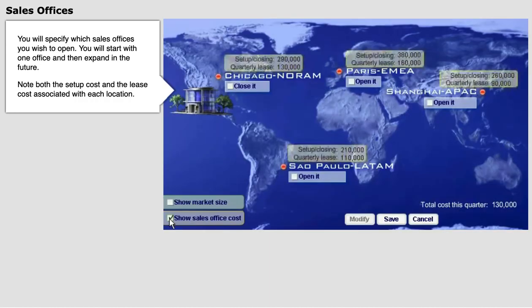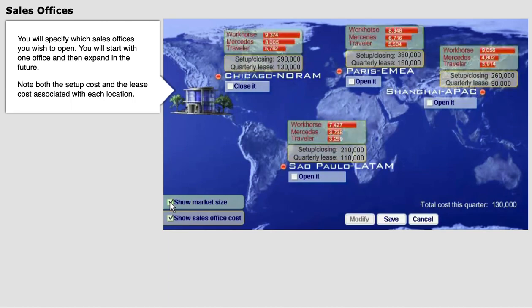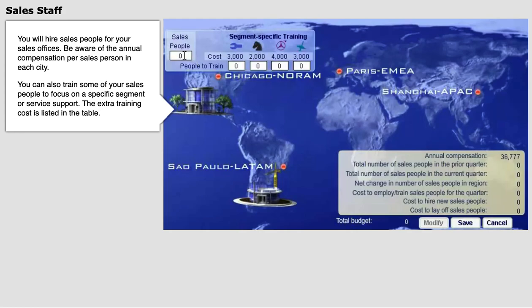You will specify which sales offices you wish to open. You will start with one office and then expand in the future. Note both the setup cost and the lease cost associated with each location. You will hire salespeople for your sales offices. Be aware of the annual compensation per salesperson in each city. You can also train some of your salespeople to focus on a specific segment or service support. The extra training cost is listed in the table.